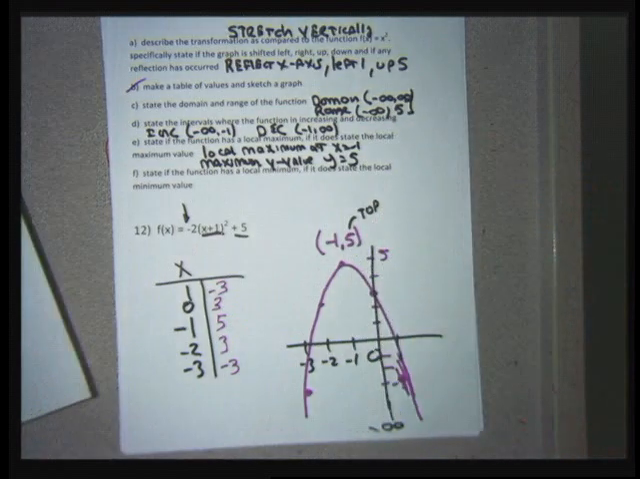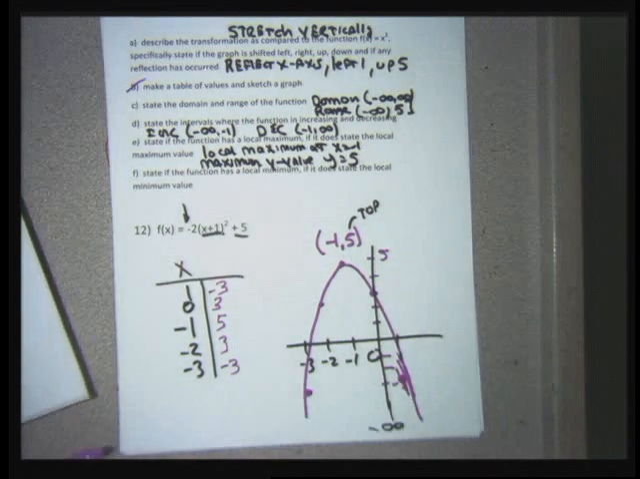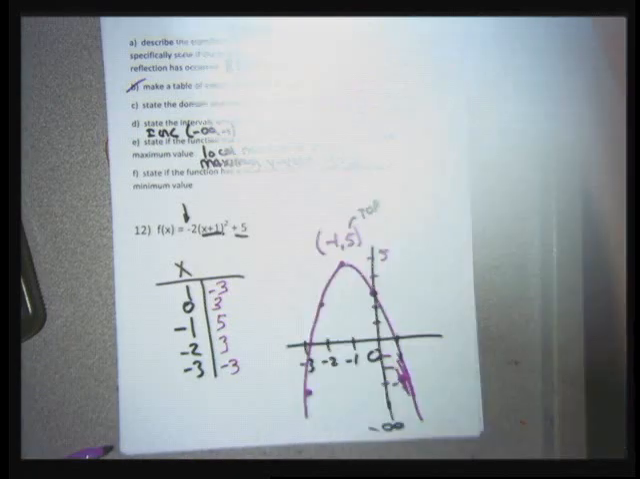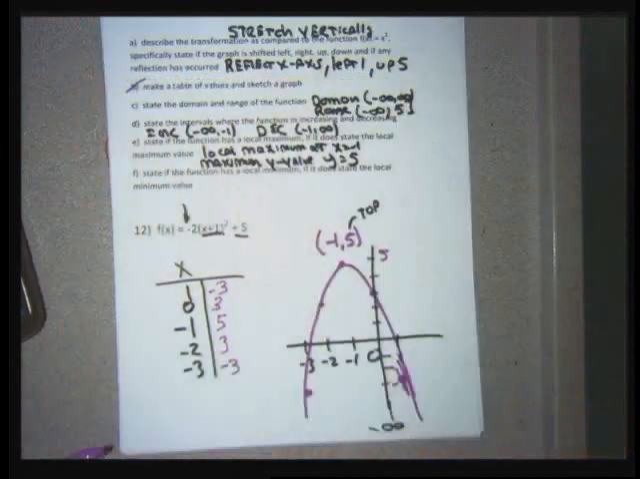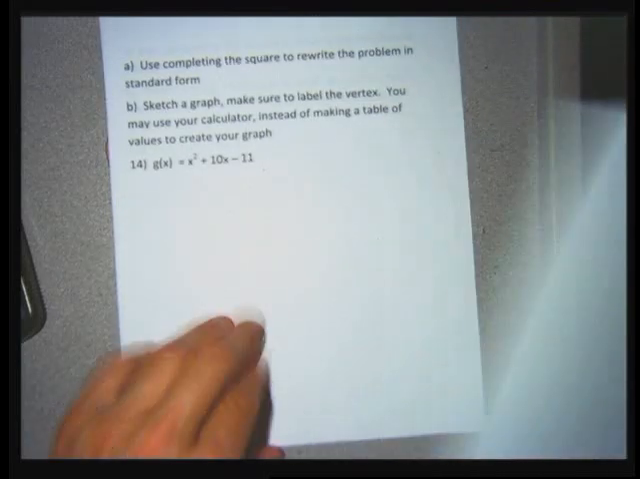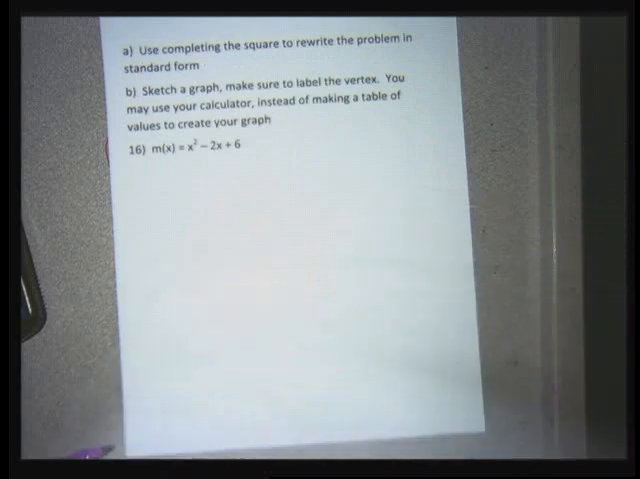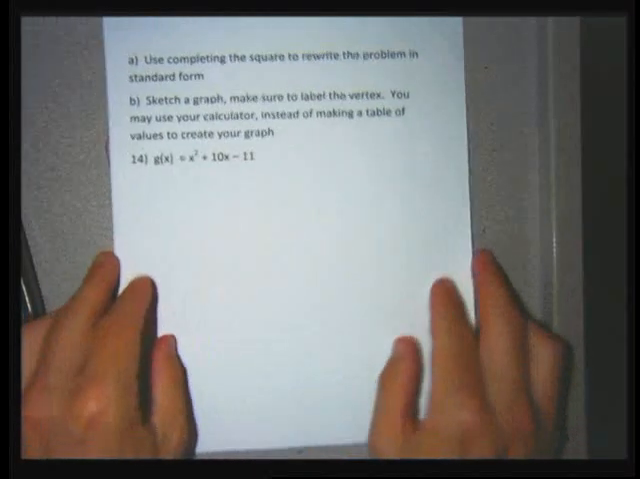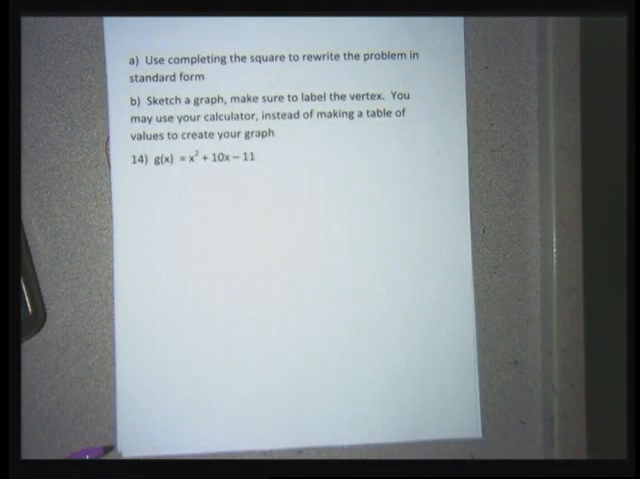So you should hopefully now be able to do all of the first style of problem where it asks me to do these A through F instructions. The next bank of problems have much smaller instructions. It says, use completing the square to rewrite the problem in standard form. Sketch a graph, make sure to label your vertex. So I'm going to try to write these problems so that they have a parentheses. And it's a little bit tricky.